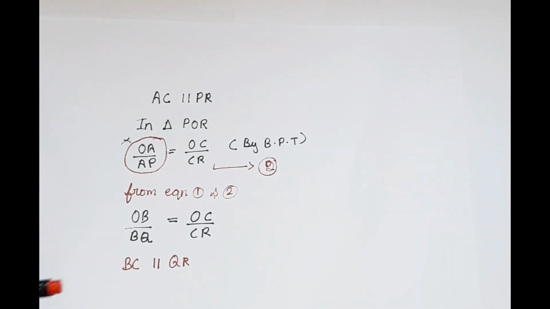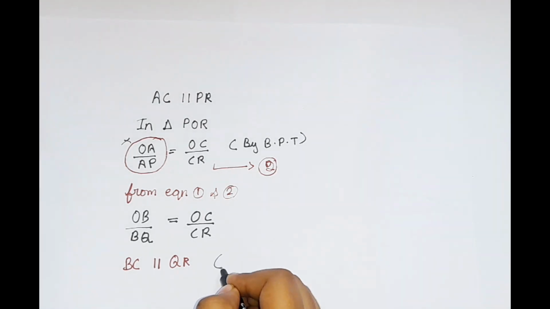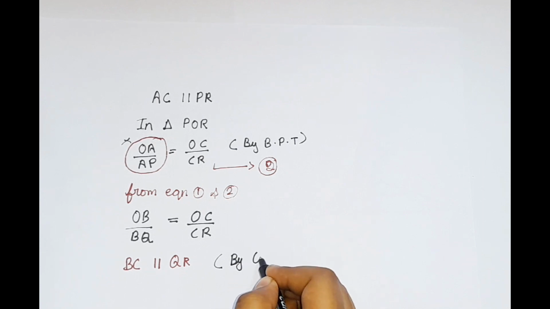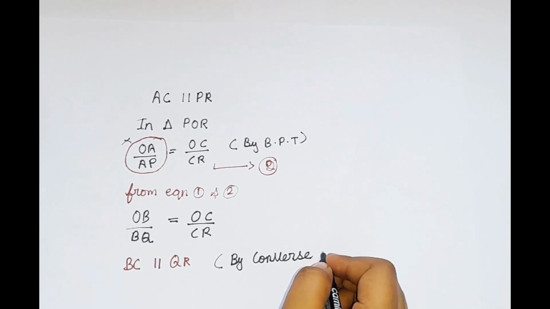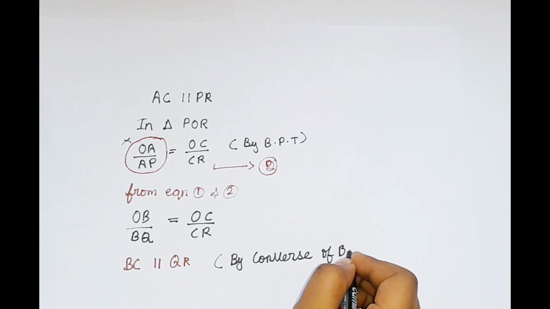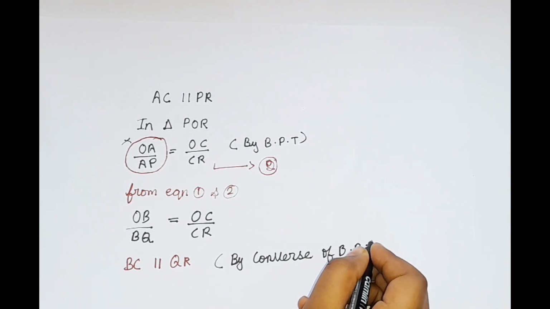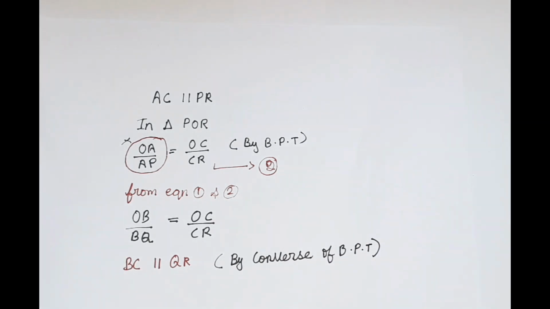Since we wrote BC is parallel to QR, we can't just write randomly like that. We are supposed to write something near to that. We used to write by BPT, basic proportionality theorem. Likewise here also we are supposed to write something, but we can't write just anything. We are supposed to write the actual one. So we are supposed to write by converse of BPT.